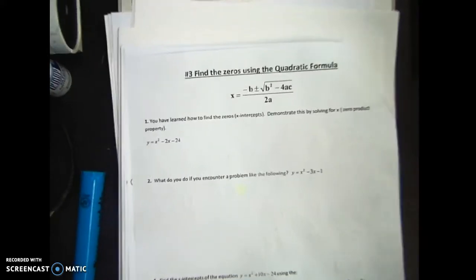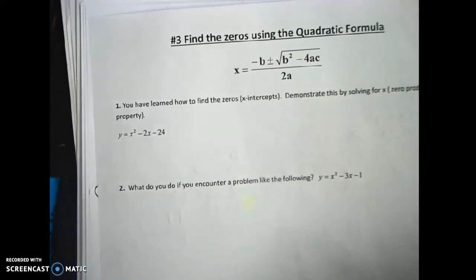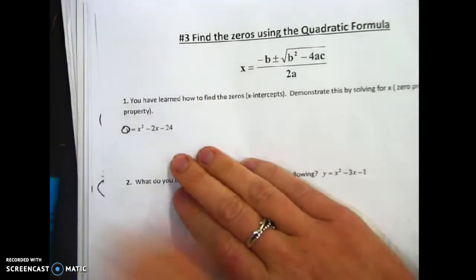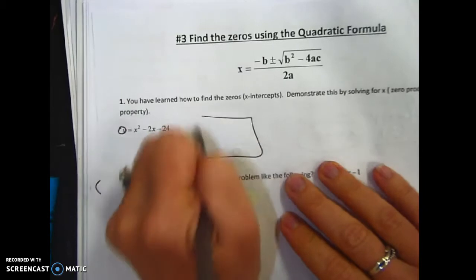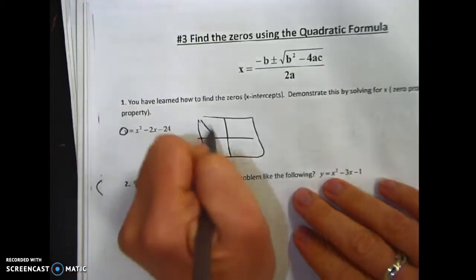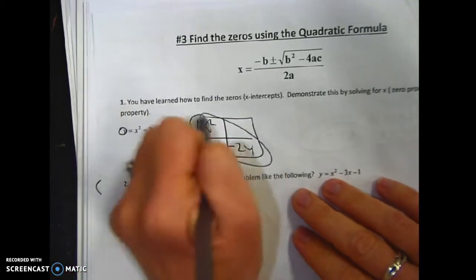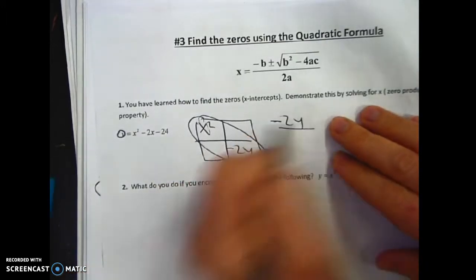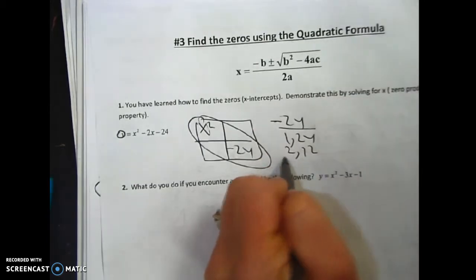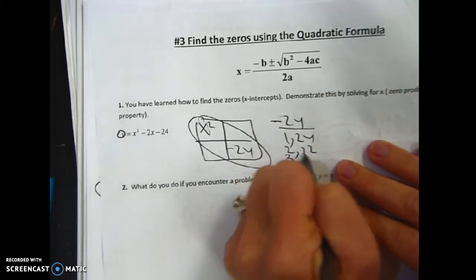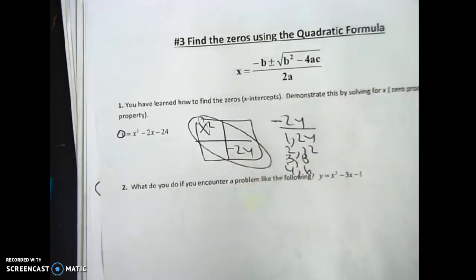Okay, so when I see a problem like this and it tells me to find the zeros, I'm going to make the y equals 0. I don't see any parentheses, so I'm going to do my backward box. First guy, last guy, circle, multiply. All the ways to get 24: 1, 24, 2, 12, 3, 8, and 4, 6.